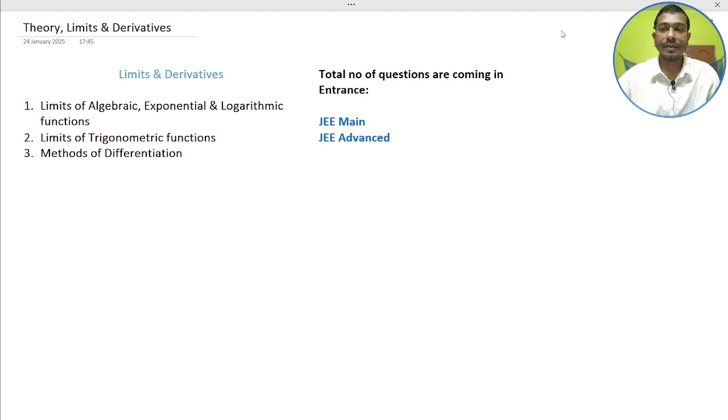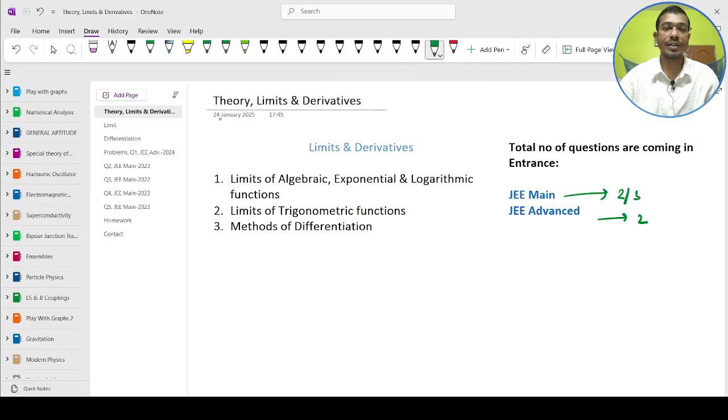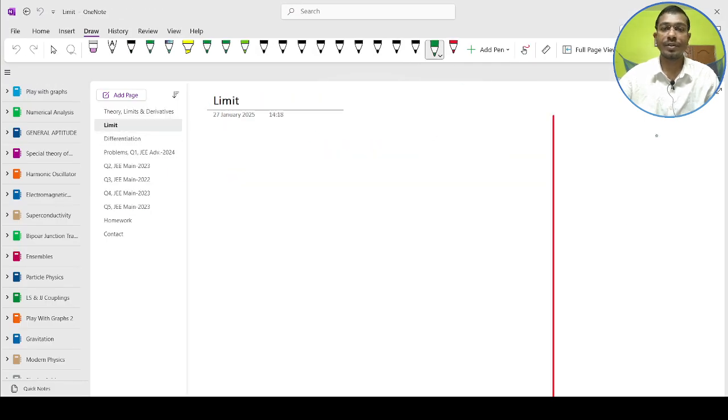We'll cover here the chapter on limits and derivatives: limits of algebraic, exponential and logarithmic functions, limits of trigonometric functions, and methods of differentiation. The total number of questions coming in JEE Main is 2 or 3, and in Advanced 2 questions come from the chapters limit and derivative. So let's get started. First of all, the limit.